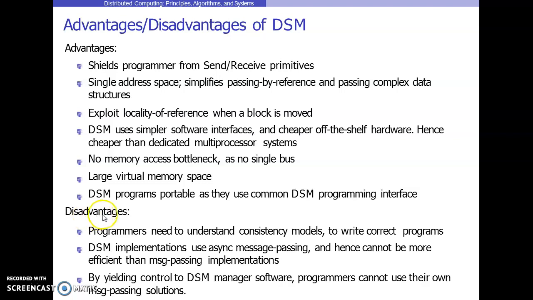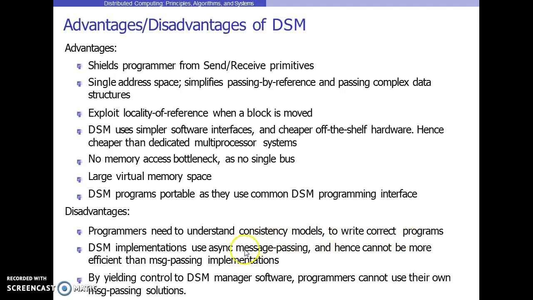Next, the disadvantages of DSM. The first one is that programmers need to understand the consistency model. As I already said, DSM has a weaker consistency model. So programmers must know about the consistency model to write correct programs.